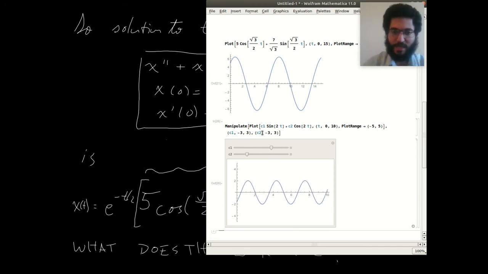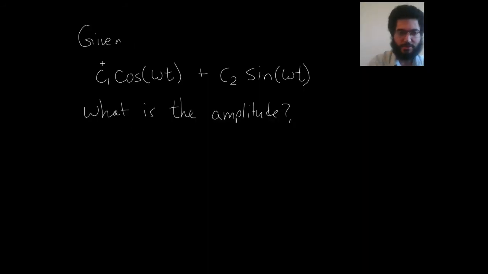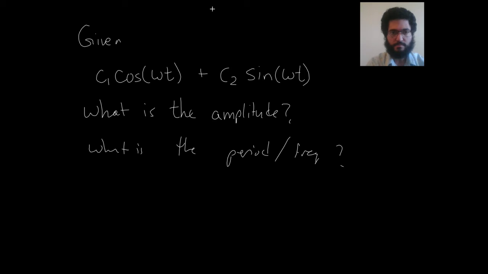Okay, so question. Can we figure out, given something like this, what is the amplitude and what is the period? So this is my question. Given something like C1 cosine omega t plus C2 sine omega t, where it's the same omega here and here, same angular frequency, what is the amplitude and what is the period, or frequency or angular frequency? We know that this, which looks complicated, is just some sinusoidal function. So what kind of function is it?